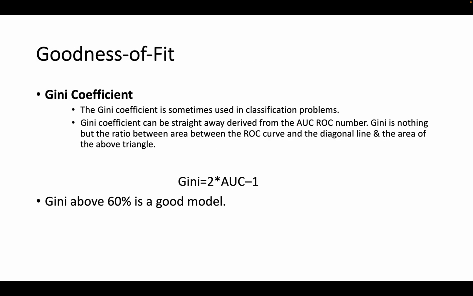Goodness of fit, Gini coefficient. The Gini coefficient is sometimes used in classification problems. Gini coefficient can be straight away derived from the AUC ROC number. Gini is nothing but the ratio between the area between the ROC curve and the diagonal line, and the area of the above triangle.